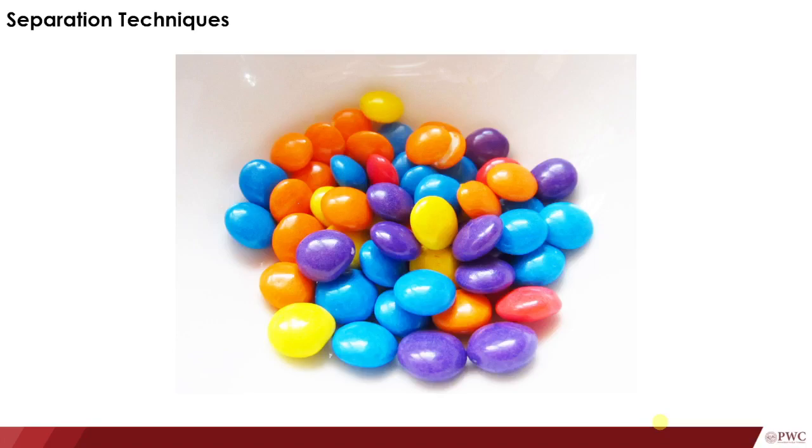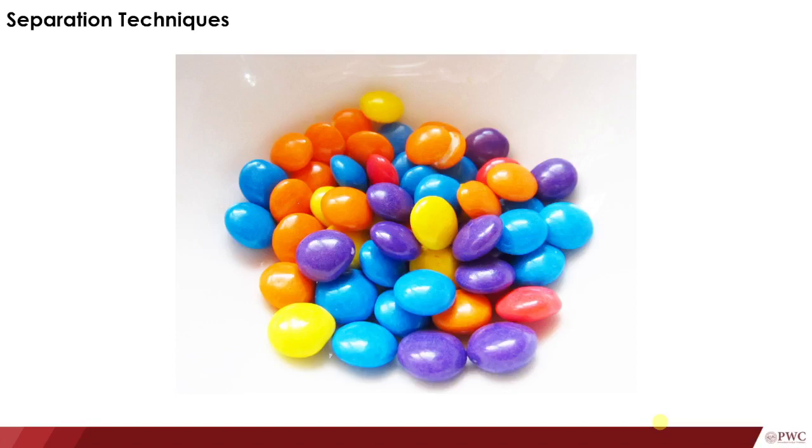Well, I could just look at their colors. So I could pick the blue one from the violet, from the orange one, from the yellow one. Here, I can separate them based on their difference in color. And that's true for other separation techniques. So the basis is their difference in properties.